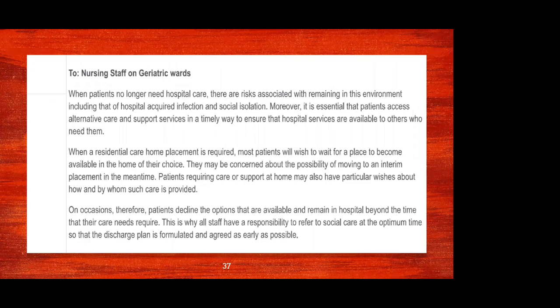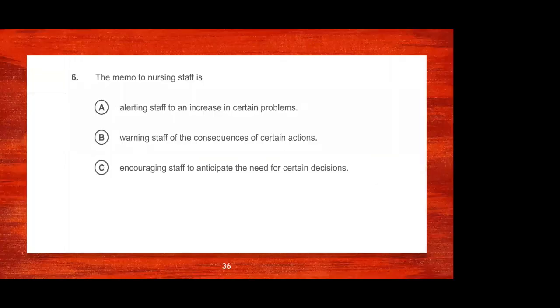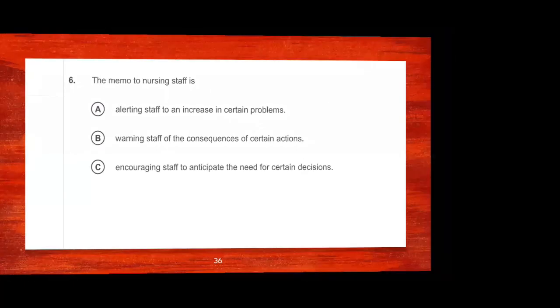So some are saying the first line and the other is saying the last line. Okay, what is the first line? When patients no longer need hospital care, there are risks associated. That is a general thing. Whenever a patient is admitted for a long time in the hospital, there are chances of hospital-acquired infection and social isolation. That is not an alert, alerting staff to an increase in certain problems, is it? This is a common set.